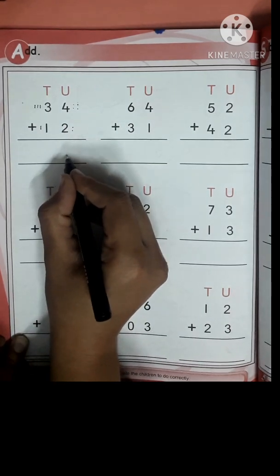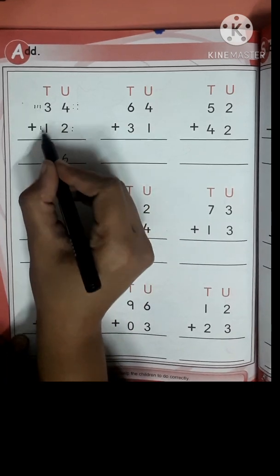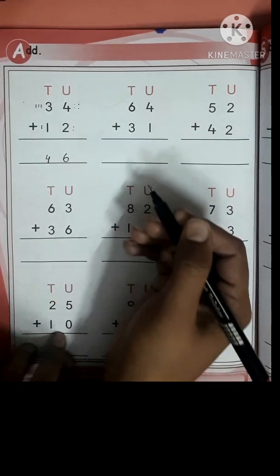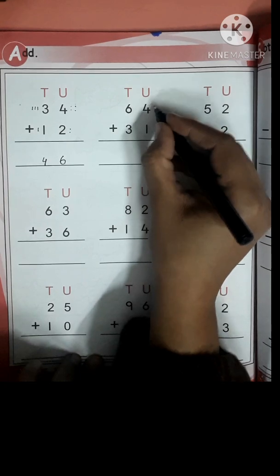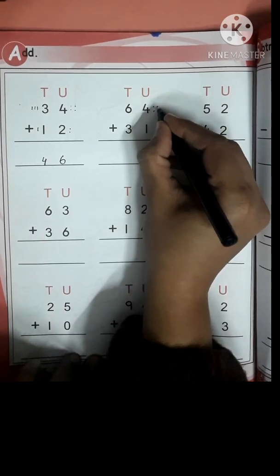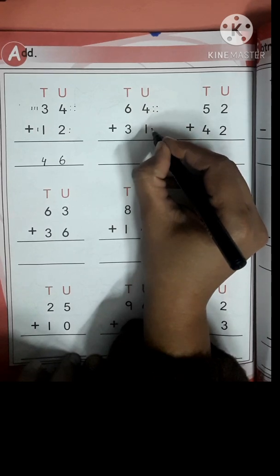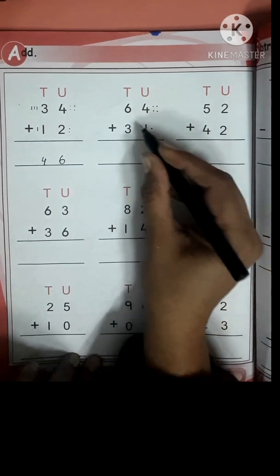There are 4 and 2 and the answer is 6. Now we will count the tens. 3 and 1, the answer is 4. Now we will solve the next question. Number 64 and 31. First we will add units. 4 and 1, the answer is 5.